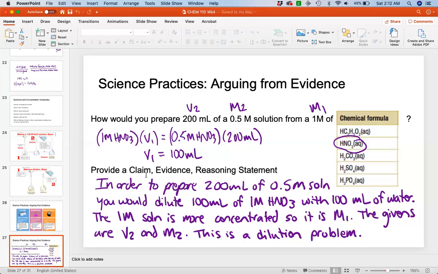Either one is acceptable. So to provide a claim, evidence, reasoning statement: in order to prepare 200 milliliters of a 0.5 molar solution, you would dilute 100 milliliters of 1 molar HNO3 with 100 milliliters of water. The 1 molar solution is more concentrated, so it is your M1. The givens are V2 and M2. This is a dilution problem, so we use the dilution equation to be able to solve it.